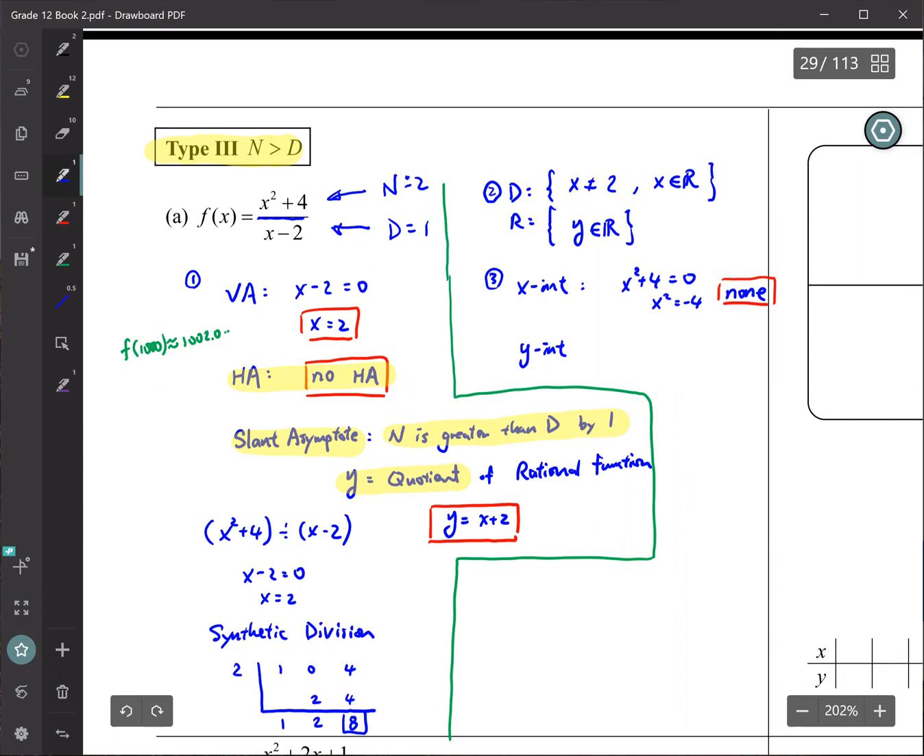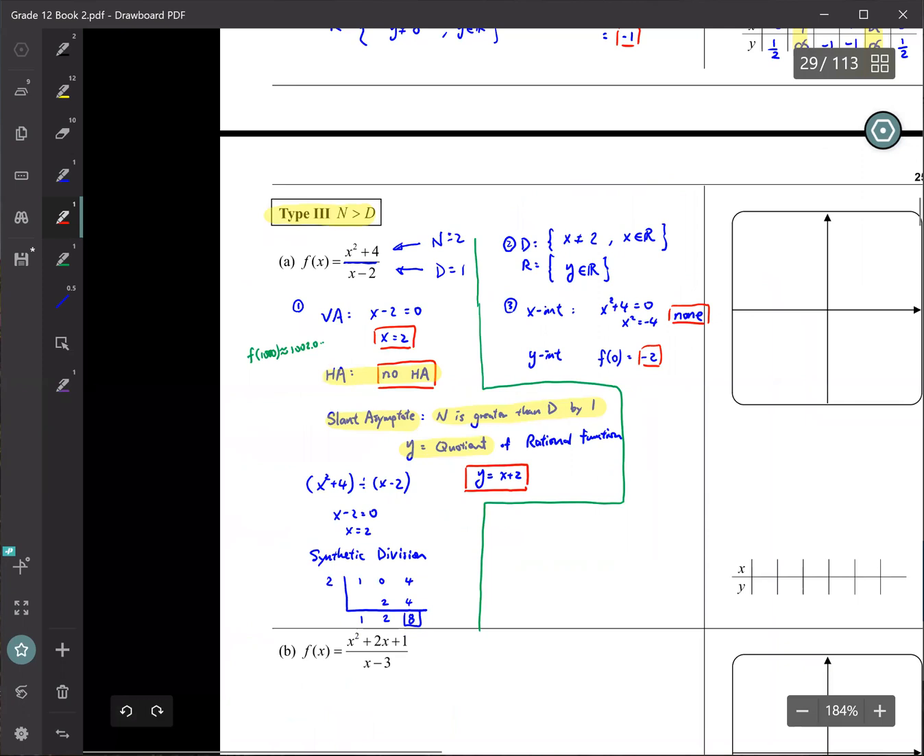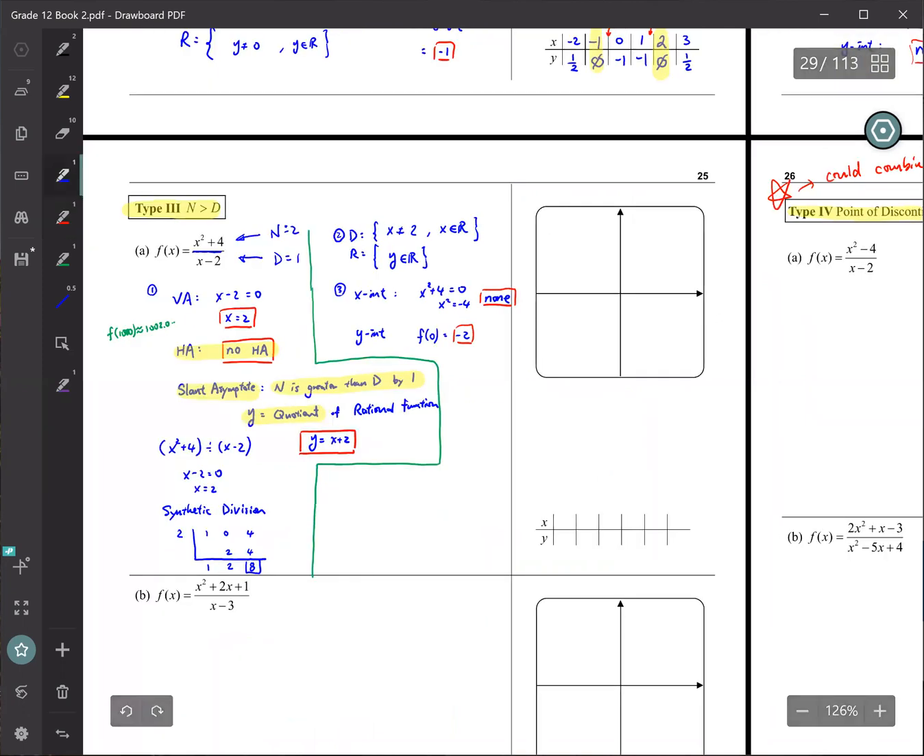Tiana, how about y-intercept? y equals -2. Yep, that's good. So f of 0 equals -2. All right, so we got everything we need. So let's draw the graph. We have x equals 2 as our vertical asymptote, right? So that's the middle point.